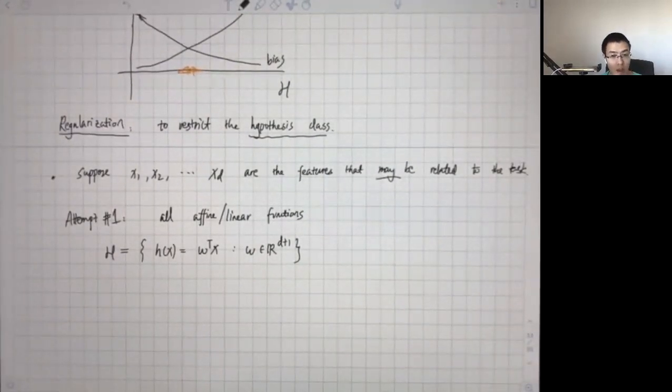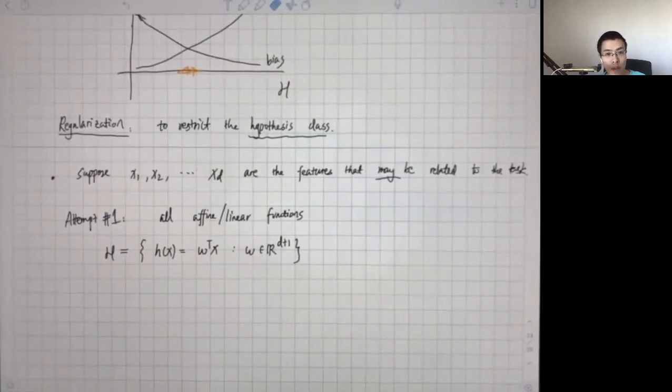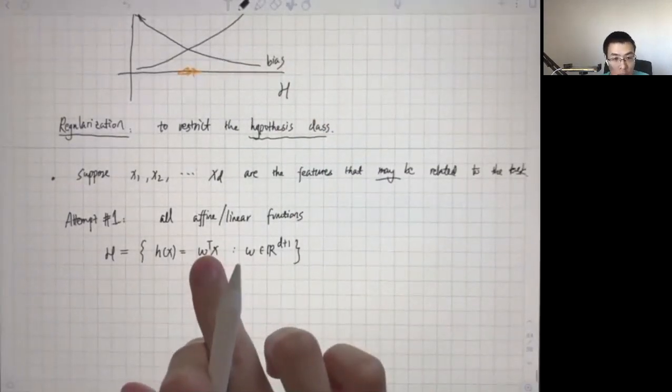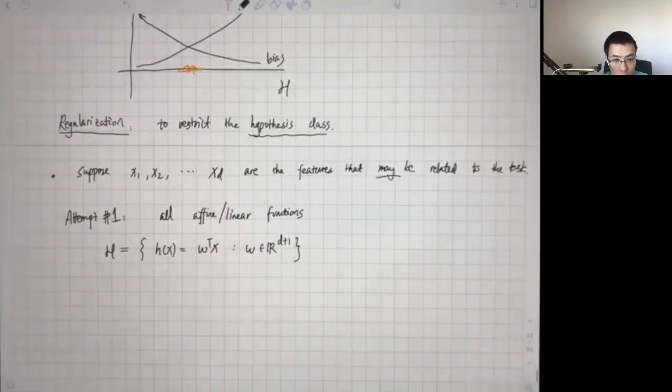In this case, if you have 100 features but only 1,000 samples, it may not be good. But if you have millions of features and only thousands of samples, it's even worse, right? So this is our first attempt. We have no assumption except that it's a linear transformation or an affine transformation.